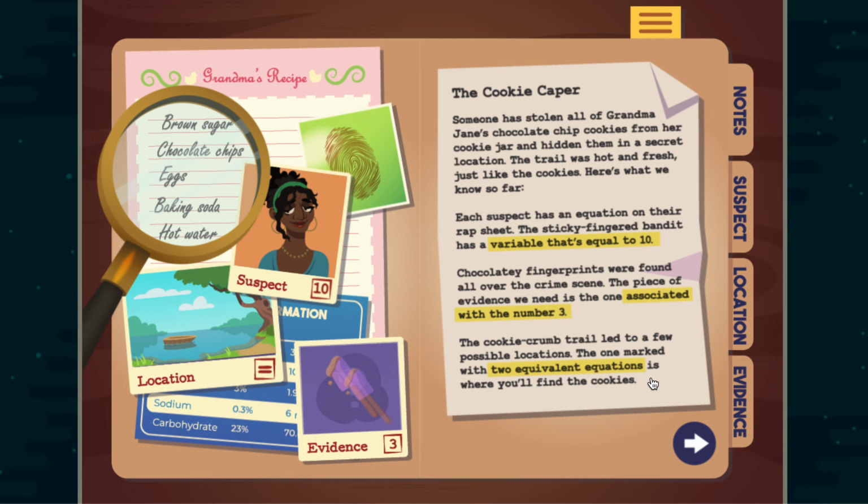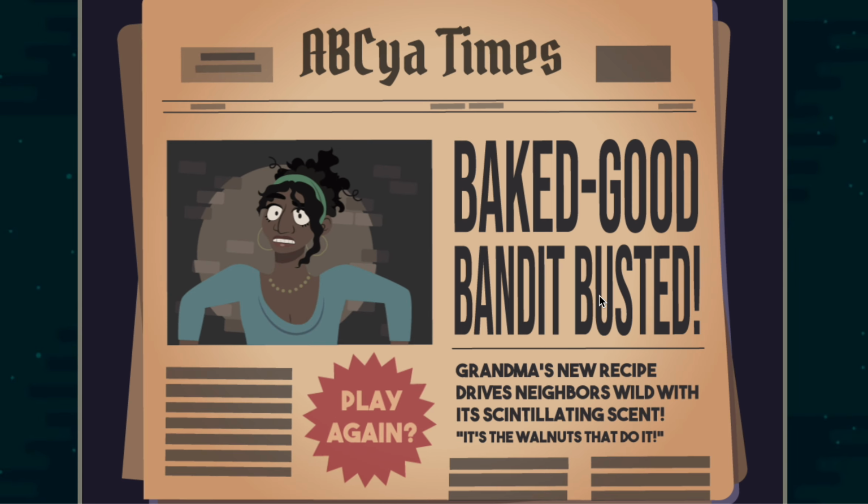So let's go back to what they're saying. We found the bandit and we busted the person. Grandma's new recipe drives neighbors wild with its scintillating scent. It's the walnuts that do it.